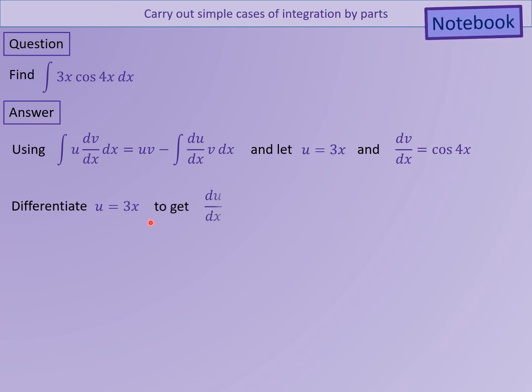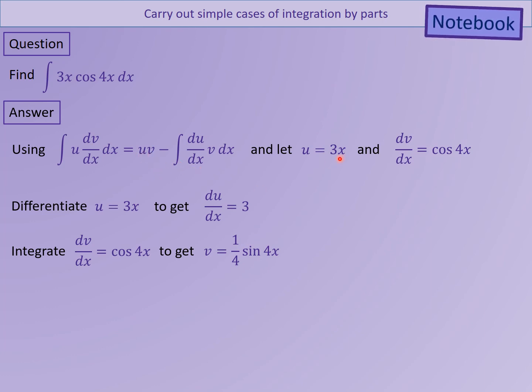So I differentiate u equals 3x to get du over dx equals 3. So I've got u and I've got du over dx. Tick, tick. I've also got dv over dx equals cos 4x, so v equals a quarter sine 4x. Tick, tick. So what I can do now is just fill in this formula: stick in the u value, that's the 3x, stick in the v value, that's a quarter sine 4x, stick in the du over dx, that's 3, and stick in the v value, that's a quarter sine 4x.